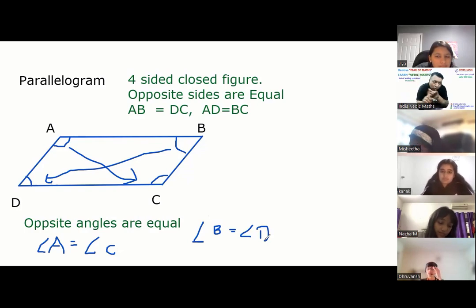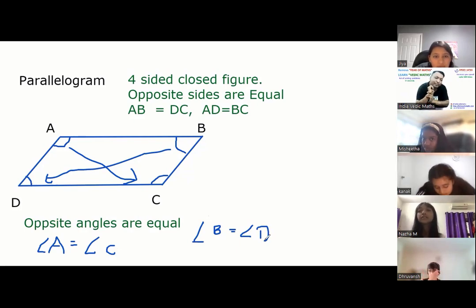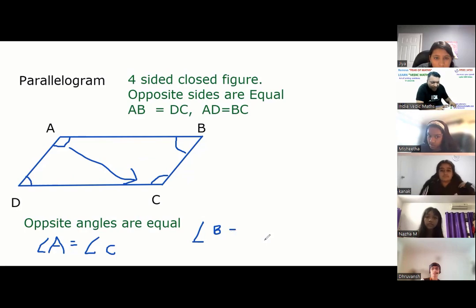So three properties as of now. Four-sided closed figure. Opposite sides are equal. Opposite angles are equal. Okay? But I am going to tell you one more property. Yes, Naja. Can we do... what's the difference between a parallelogram and a rectangle? I'll explain. Very good question, Naja. So first you write all the properties, okay? So now let me erase it and write it all in one line, okay?